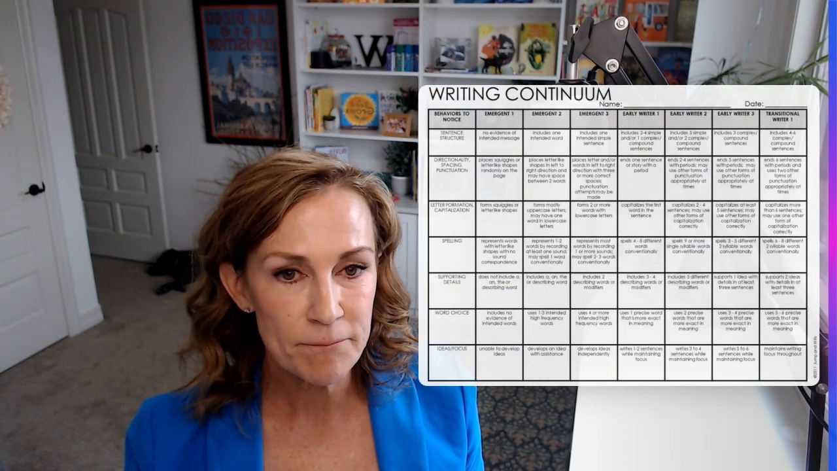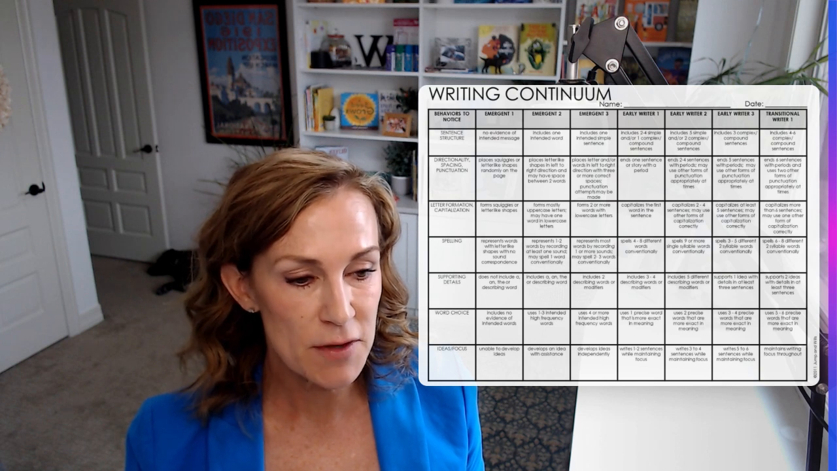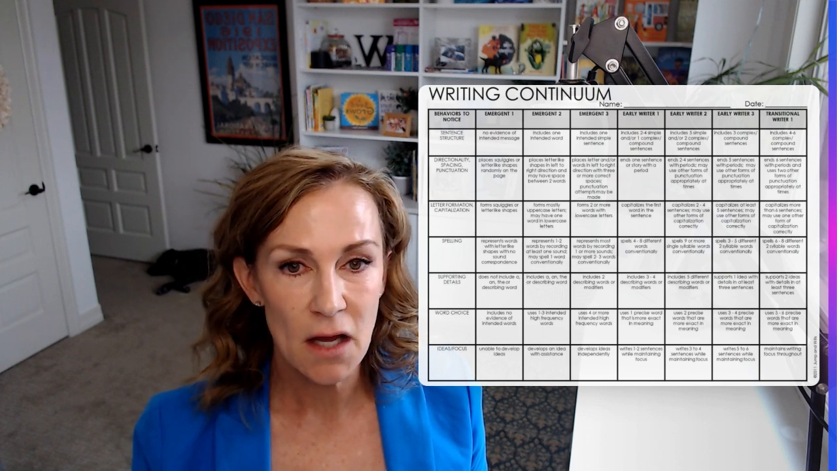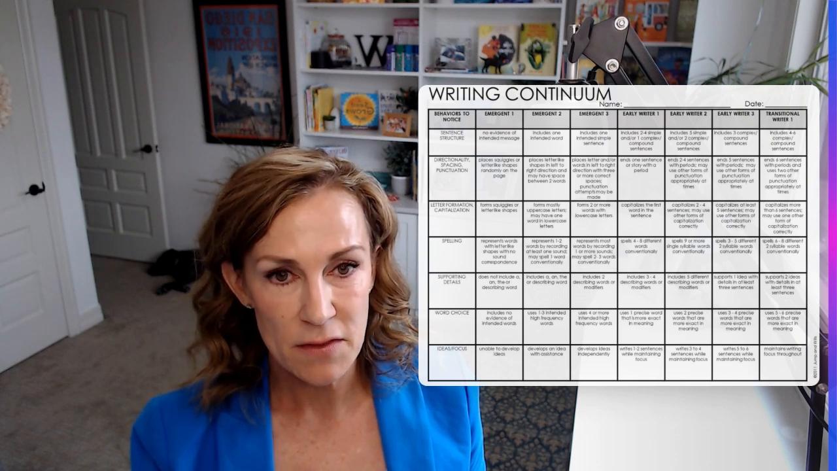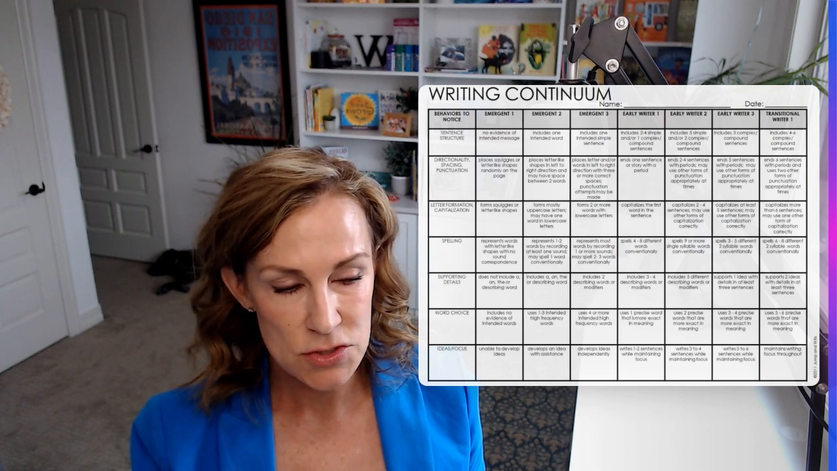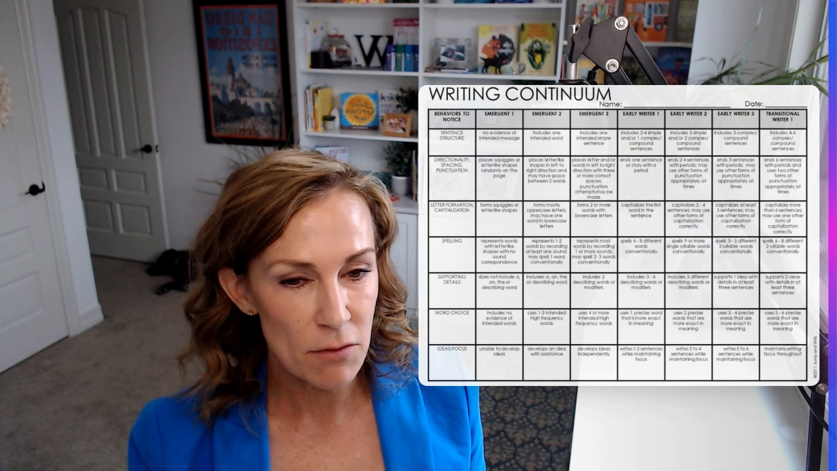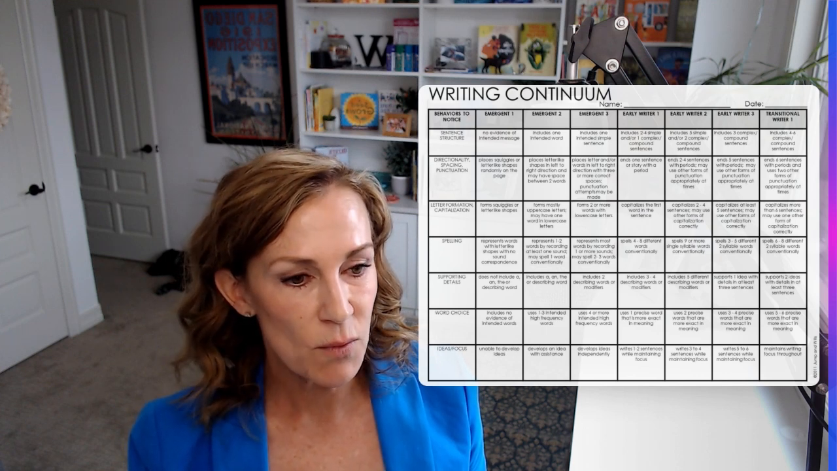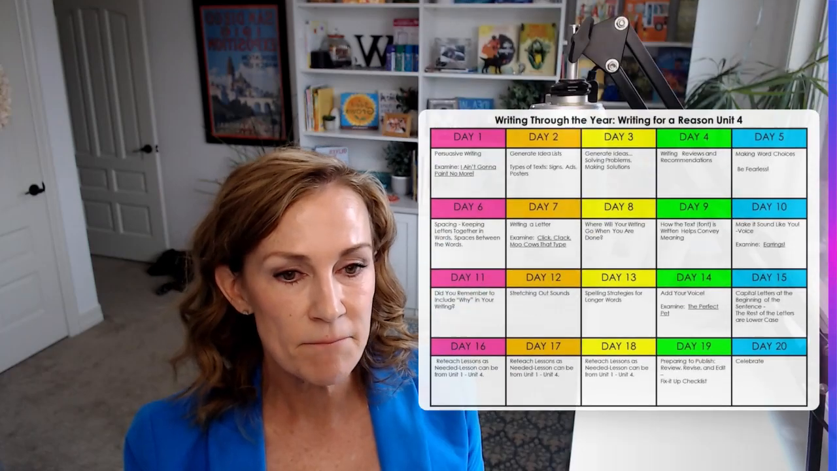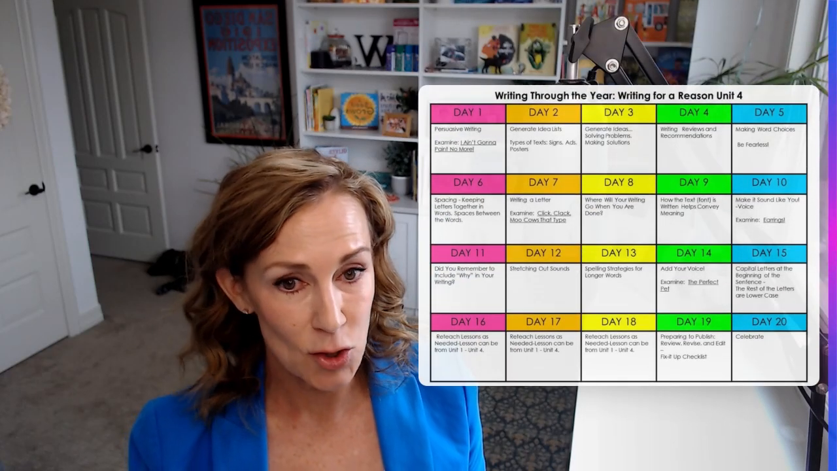Writing continuum. I mentioned in the previous video that you may want to do one at the beginning of the year, one in the middle of the year, and one at the end of the year. Depending on when you're studying these units, it may not be mid-year yet, but that's a great way for you to look at progress over time. And here is a look at the unit.